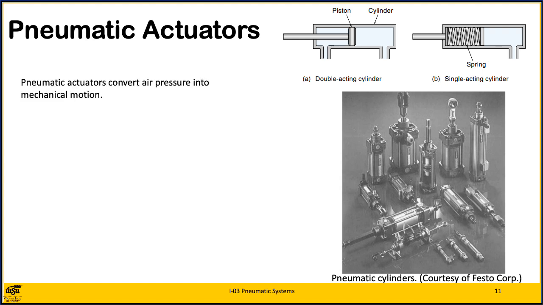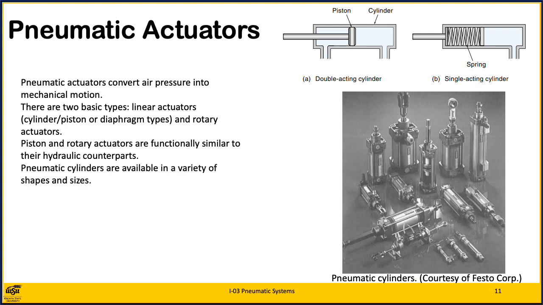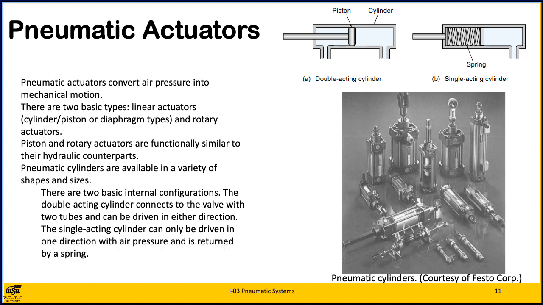Pneumatic actuators convert air pressure into mechanical motion. There are two basic types: linear actuators (cylinder, piston or diaphragm types) and rotary actuators. Pistons and rotary actuators are functionally similar to their hydraulic counterparts. Pneumatic cylinders are available in a variety of shapes and sizes. There are two basic internal configurations. The double acting cylinder connects to the valve with two tubes and can be driven in either direction. The single acting cylinder can only be driven in one direction with air pressure and is returned by a spring.